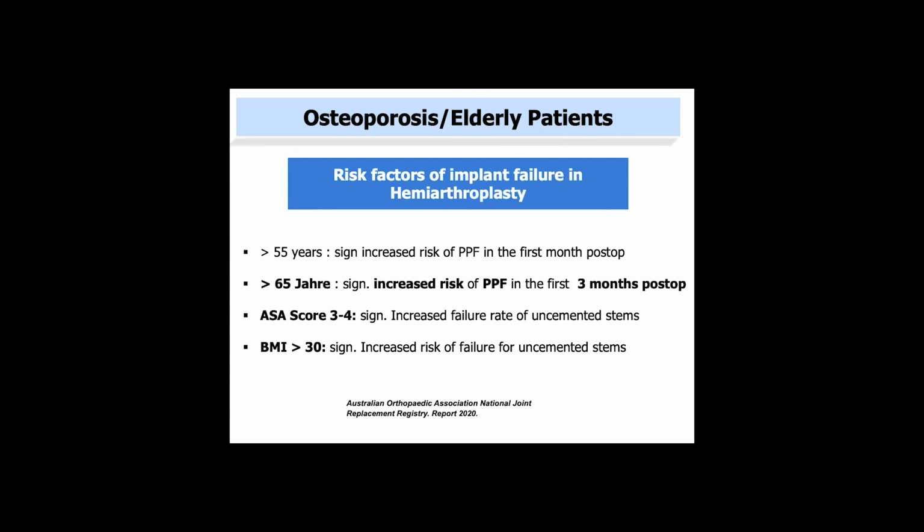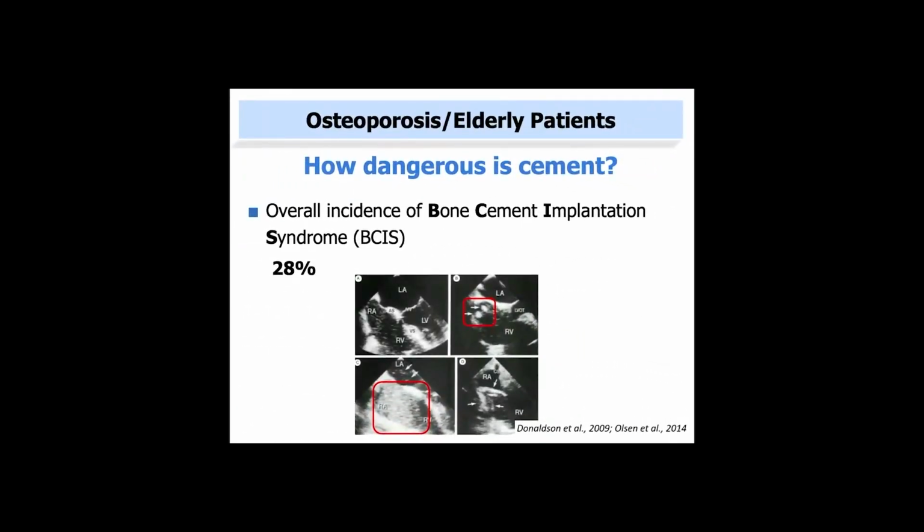When we look at hemiarthroplasty, it's even worse. The risk factors of implant failure in hemiarthroplasties are known: over 55 years there's a significant increased risk of periprosthetic fracture in the first month after surgery. If patients are more than 65 years old, there's a significant increased risk of periprosthetic fracture in the first 3 months after surgery. And if patients have an ASA score of 3 to 4, we have an increased failure rate of uncemented stems, and a BMI more than 30 also increases the risk of failure of uncemented stems. So also here everything speaks for the use of a cemented stem.